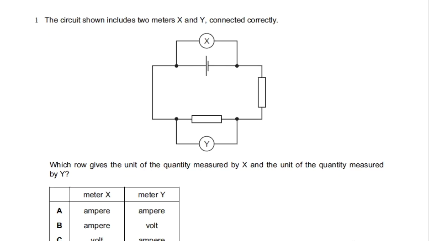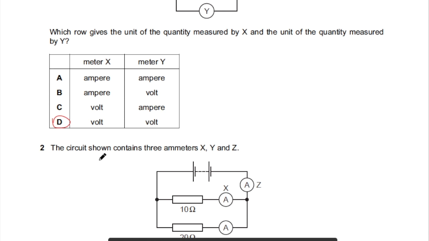The circuit shows 2 meters, X and Y, connected correctly. Which row gives the unit of the quantity measured by X and the unit of the quantity measured by Y? So here they're not asking about the meters, they're asking about the units. Now if you look at the connections, X is parallel across the cell, and Y is connected parallel across the resistor. So both must be voltmeters. Hence, the units for these two quantities would be volt. So the correct answer is D, because we have got both voltage.